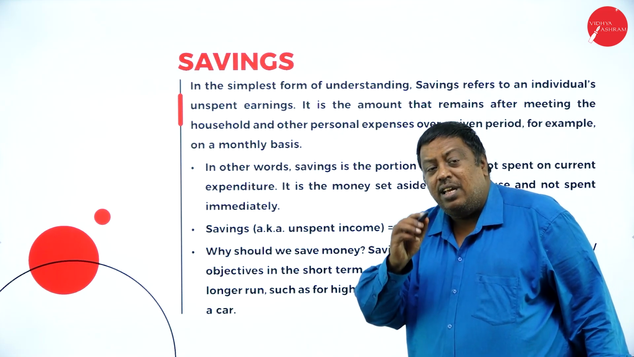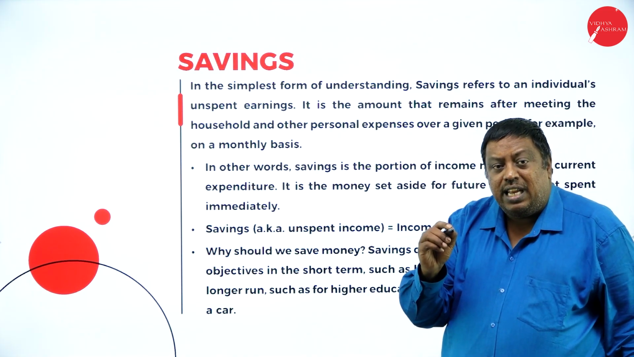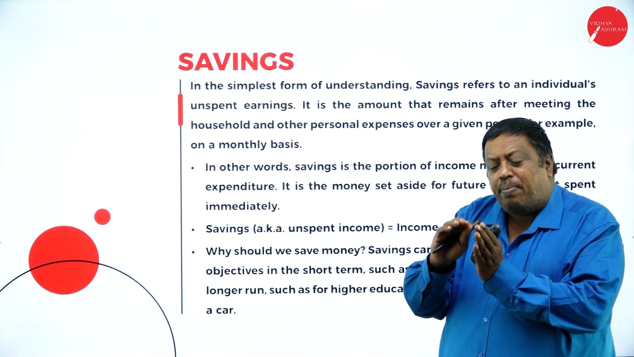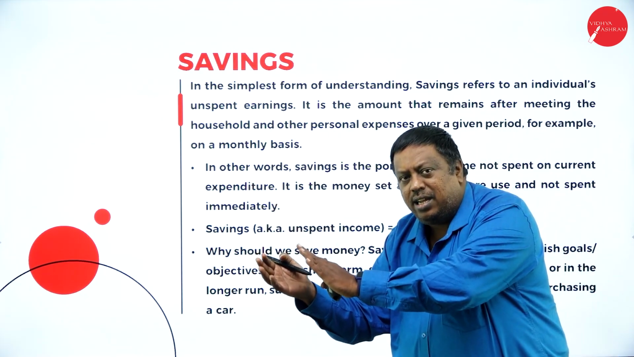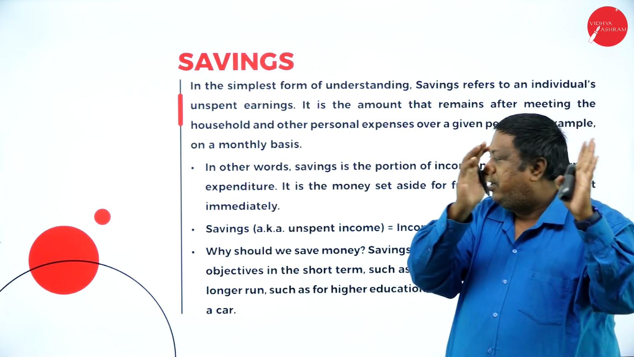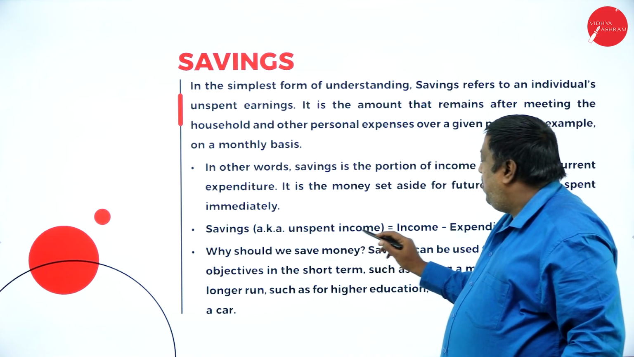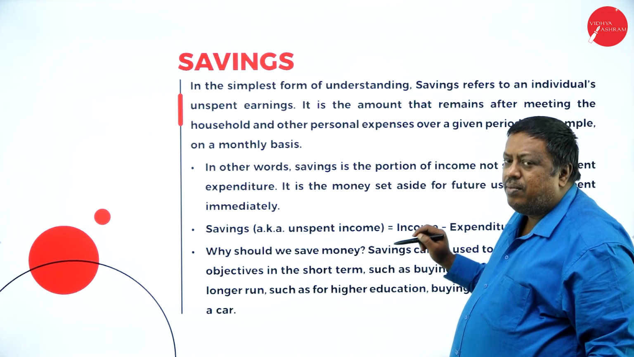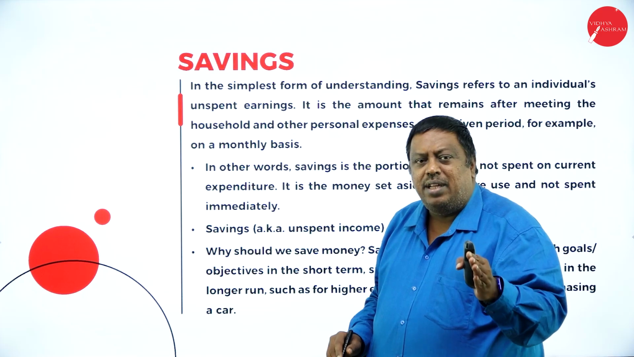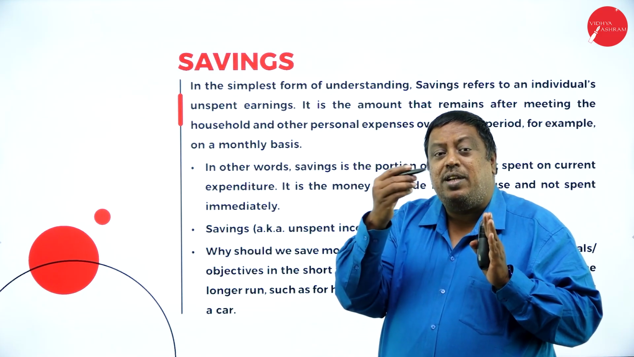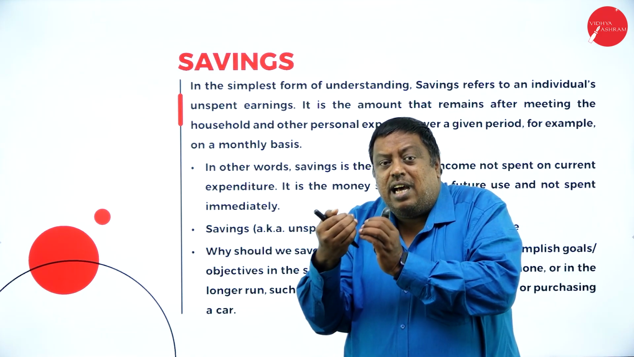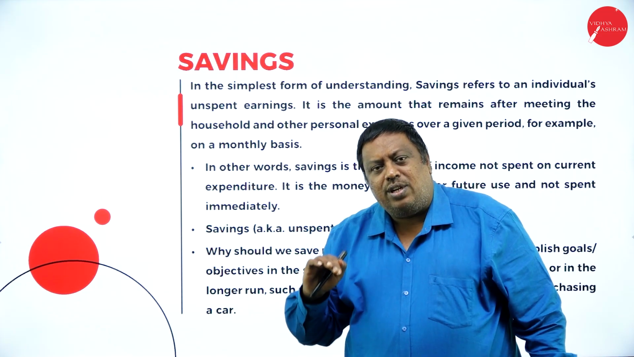Already I said, it is the amount of income in which a part has been kept aside for the purpose of the future. Savings is unspent income: income minus expenditure. It means, what was your income, out of that what is the total expenditure you have made, and whatever remaining amount you have, that is called savings.